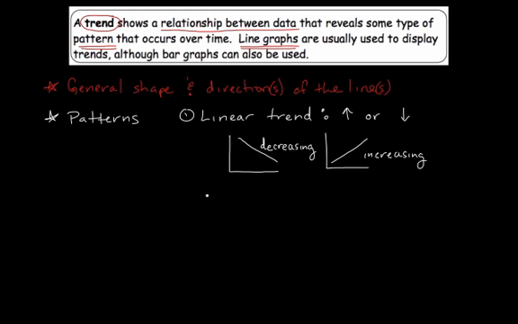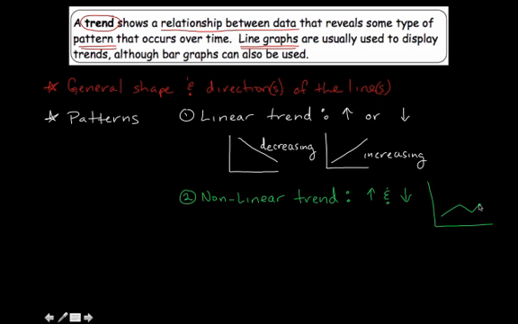And another type of trend that you might see is something called a non-linear trend. Nonlinear trends are pretty common because data rarely looks this good. It rarely looks this pretty. So a nonlinear trend shows data that's moving in both an up and down fashion. If I were to graph what a nonlinear trend would look like, it could look something like this. So it's both increasing and decreasing depending on what part of the graph we're actually looking at.